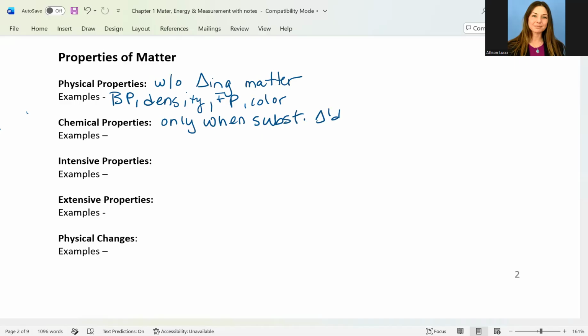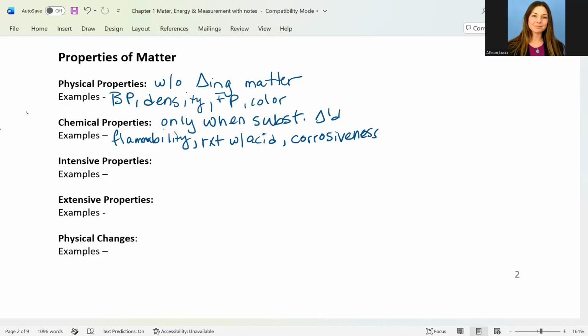So, for example, the flammability of something. When you light something on fire, you're going to change it, but you know if it's flammable. If something is reactive with acid, if you dissolve something in acid, you're going to change it, but you know that it will react. And corrosiveness, that's another type of chemical property. So something will corrode, it's going to change, but we can observe it then. So know the difference between physical and chemical properties.